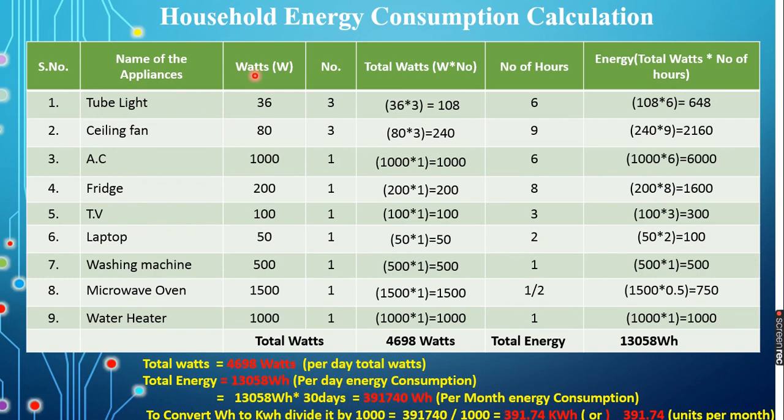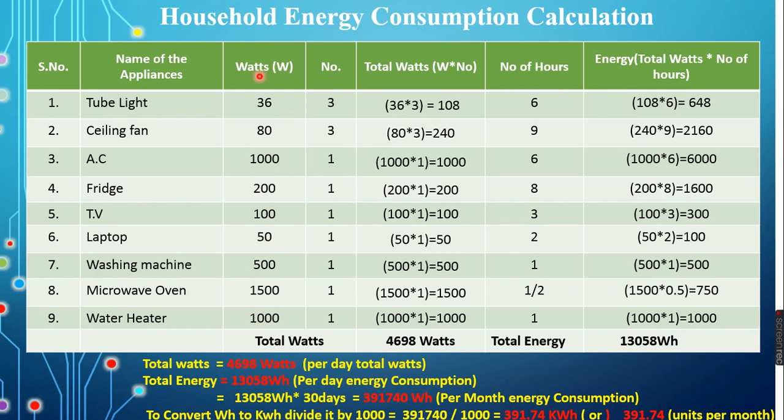In column number 3, watts, I have mentioned the different power ratings of different appliances. For example, tube light is around 36 watts, ceiling fan is around 80 watts, AC is around 1000 watts, fridge is around 200 watts, television is 100 watts, laptop is 50 watts, washing machine is 500, microwave oven is 1500, and water heater is around 1000.